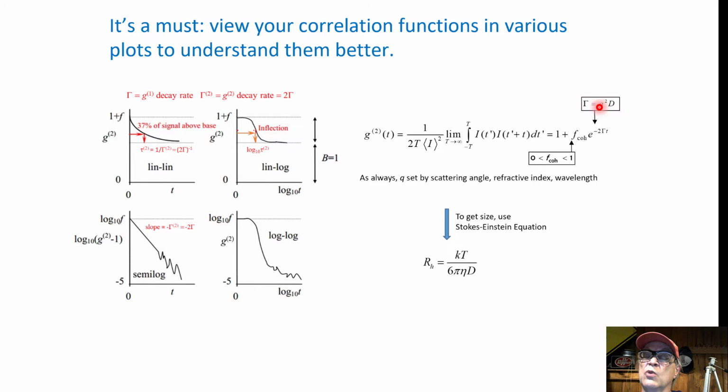That is q squared, which we know from the scattering angle and the wavelength of light, times the diffusion coefficient. So if we measure this decay rate here, we have a diffusion coefficient. And if we measure the diffusion coefficient, we can get a hydrodynamic radius. We can finally get the size of the particle.